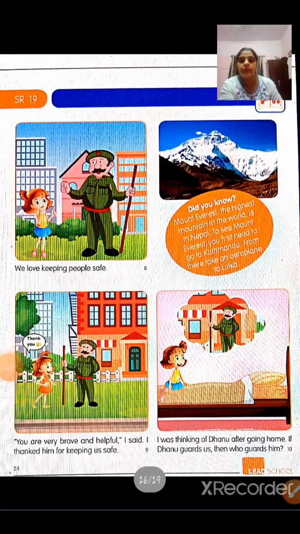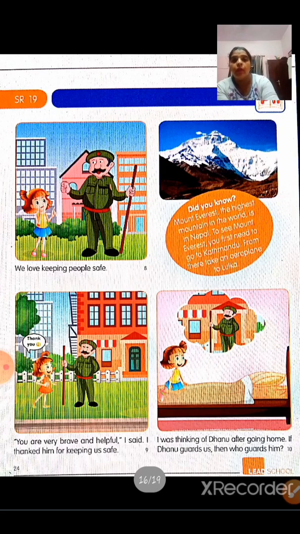So next page says, we love keeping people safe. You are very brave and helpful. I said, I thanked him for keeping us safe. I was thinking of Danu after going home. If Danu guards us, who guards him?